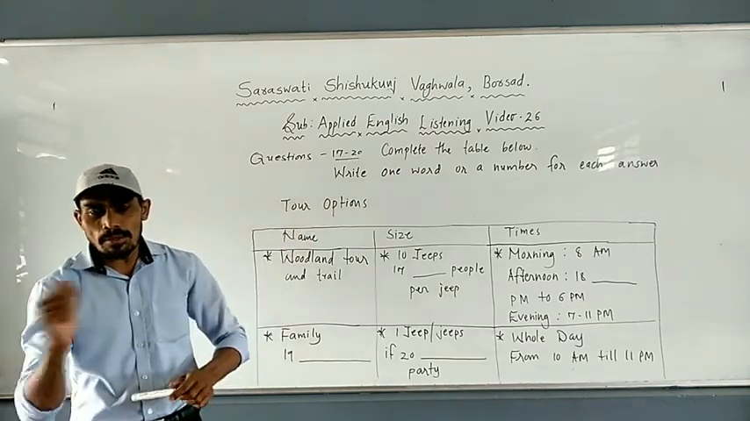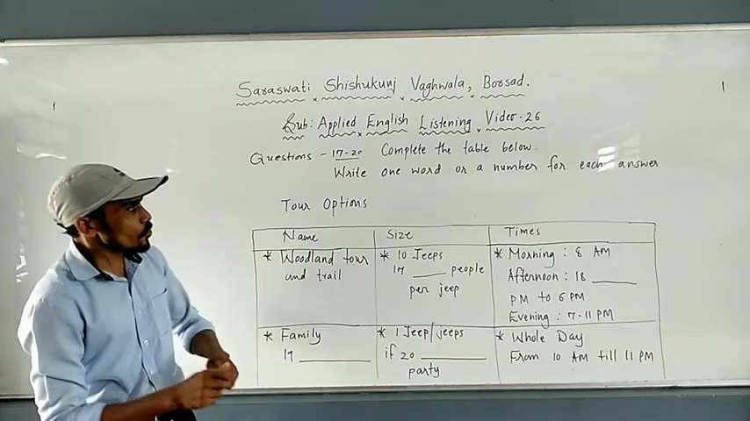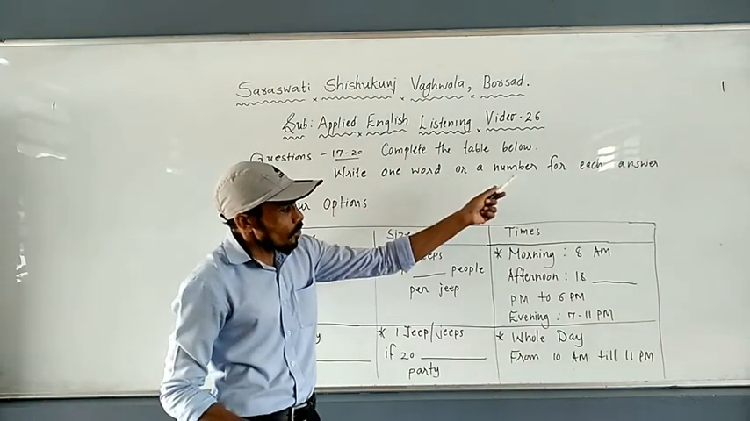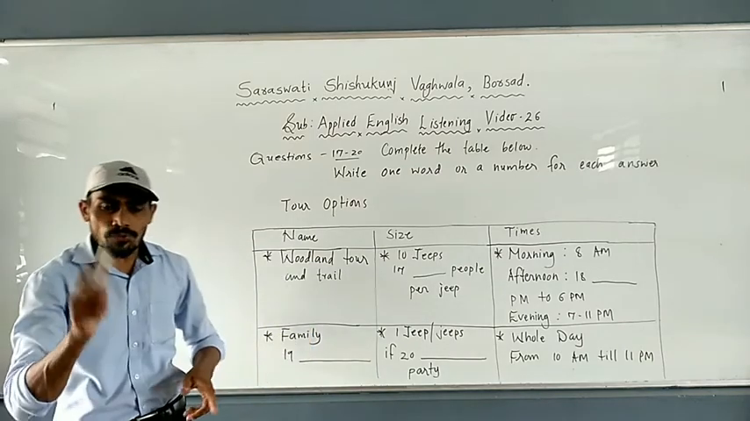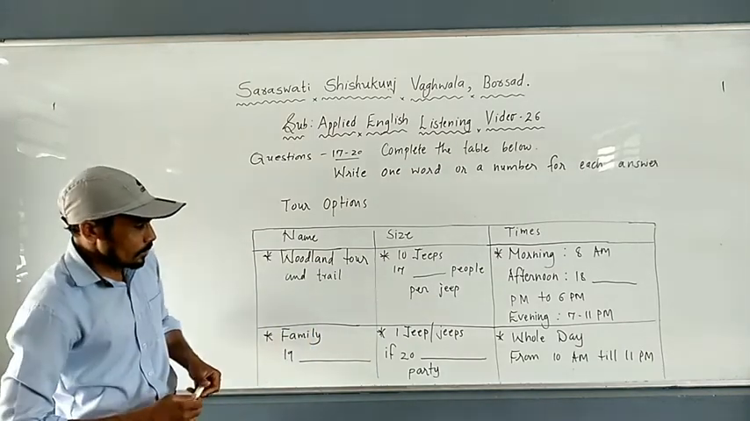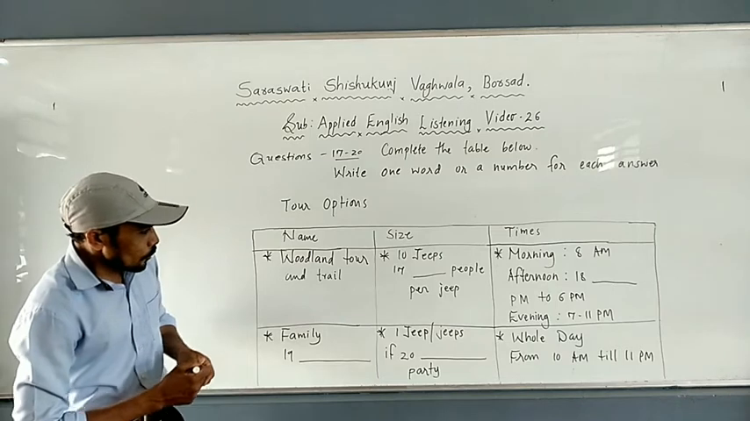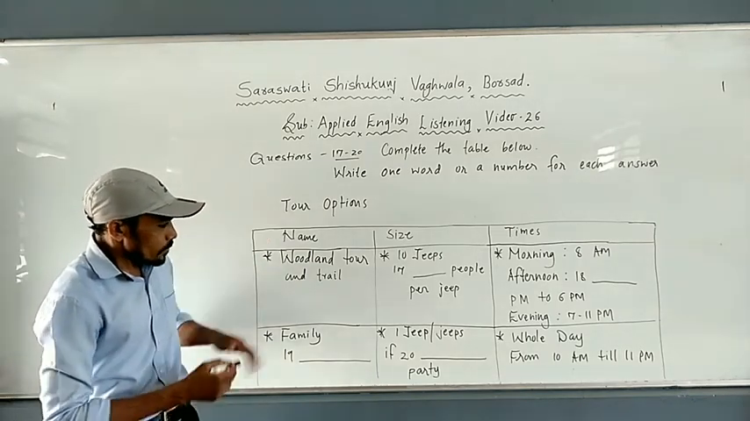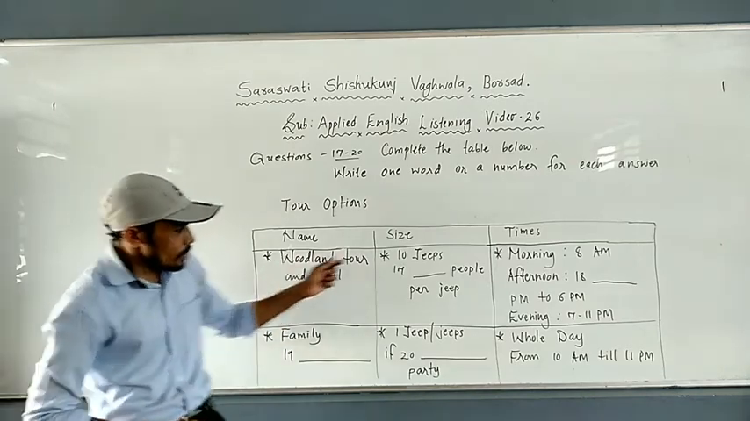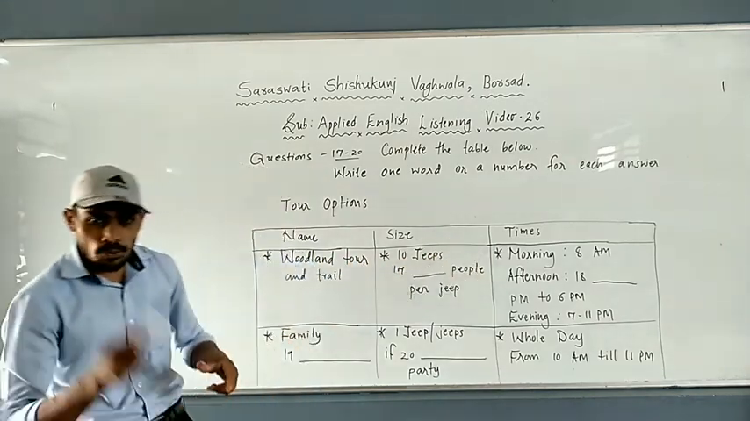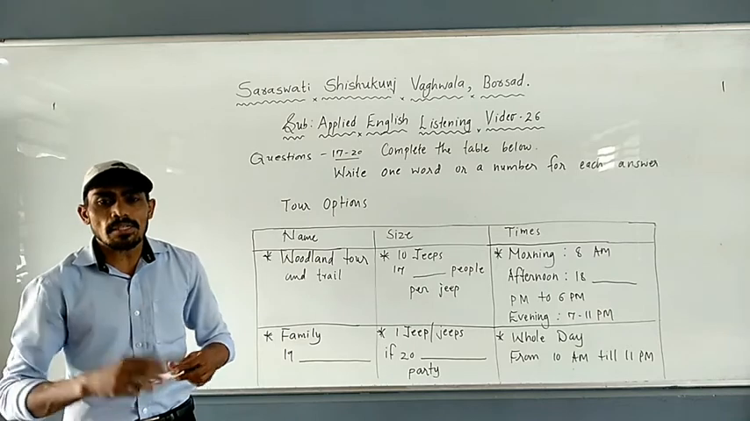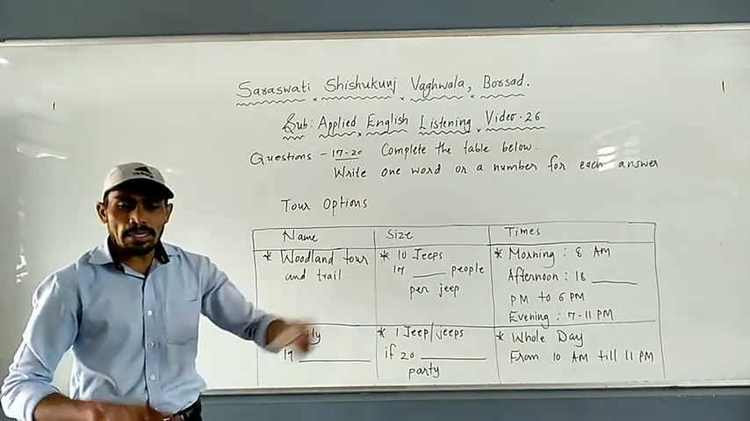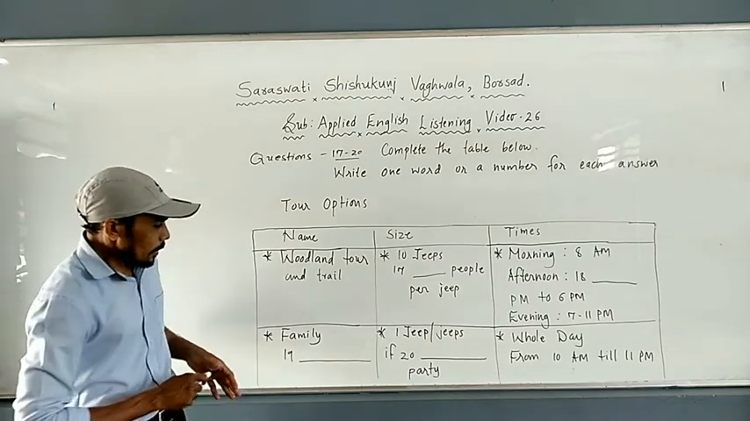And as I have said before, you need to follow the instruction. Complete the table below. Write one word or a number for each answer. So there should be only one word or a number for each answer. Here there are two options. You can see the table here: name, size and times. When 30 seconds are given to you, you need to read questions 17 to 18. It is clearly mentioned in the conversation.